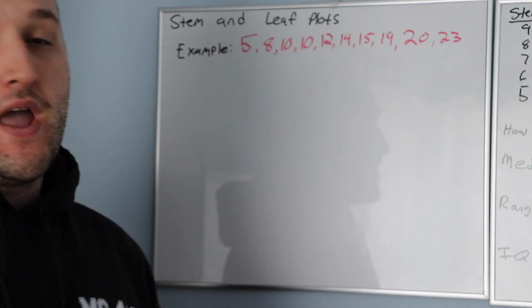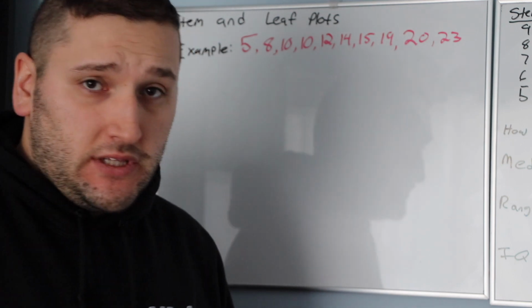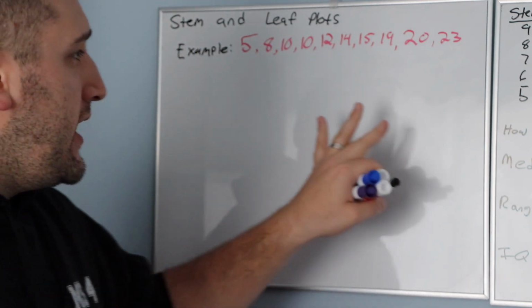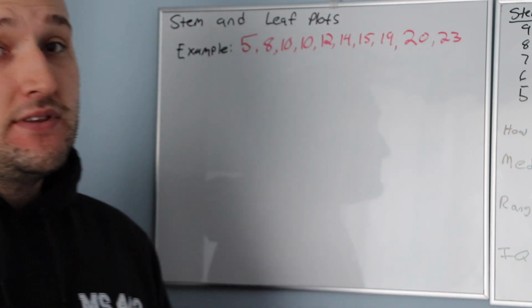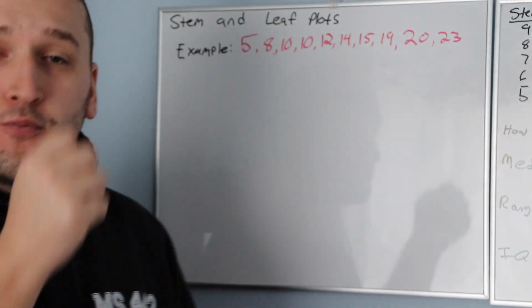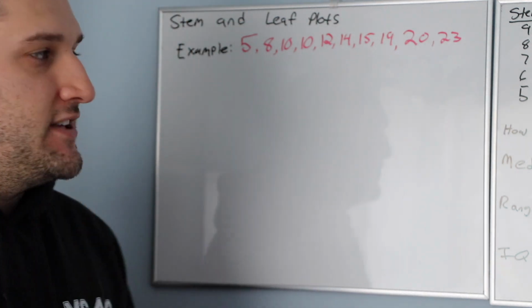Today, we're going to be talking about a statistics standard called stem and leaf plots. This is another way that we can visually represent data. We're going to explain how we create a stem and leaf plot, and then the next part we'll talk about is what we pull from it, or how we read a stem and leaf plot.